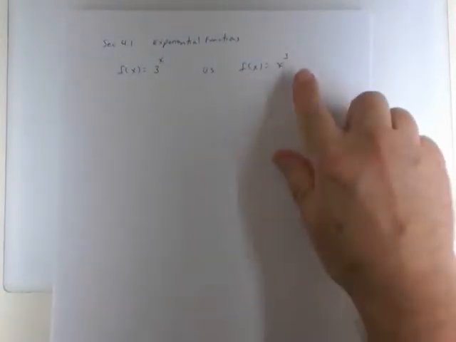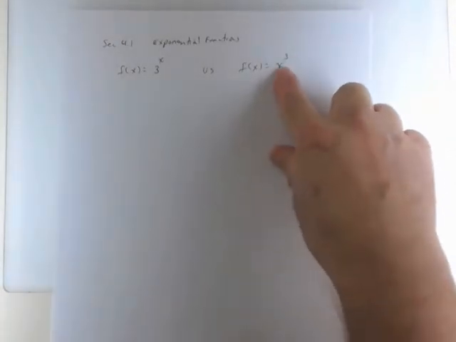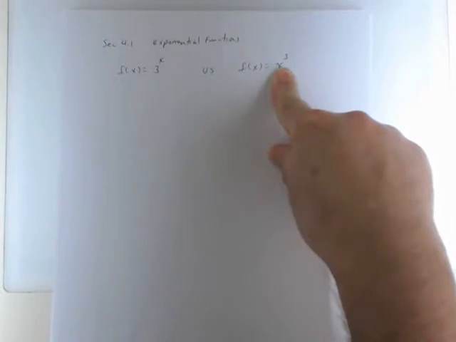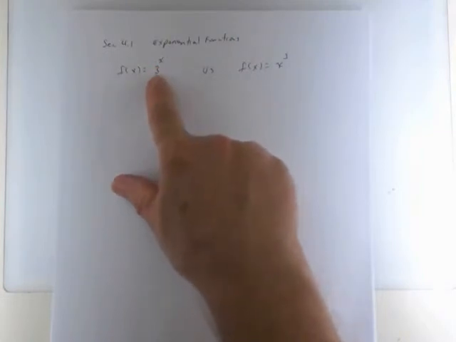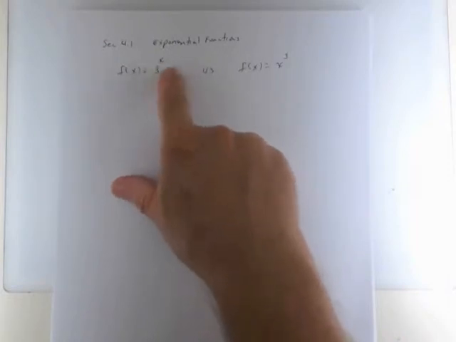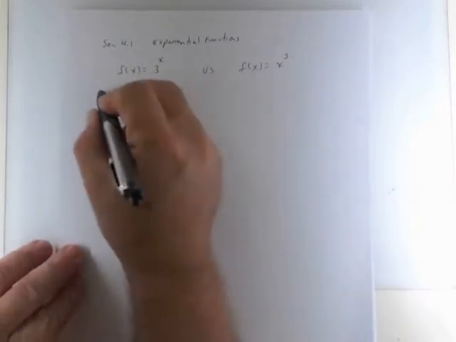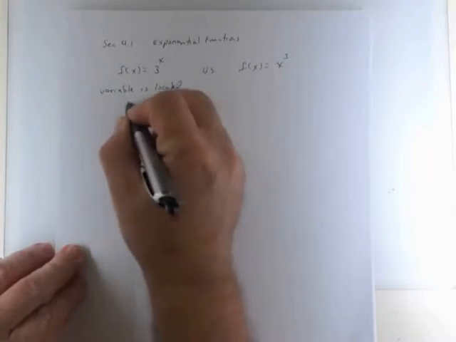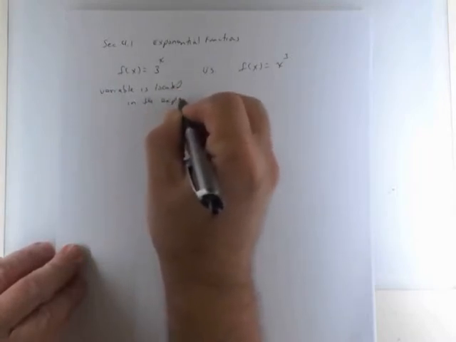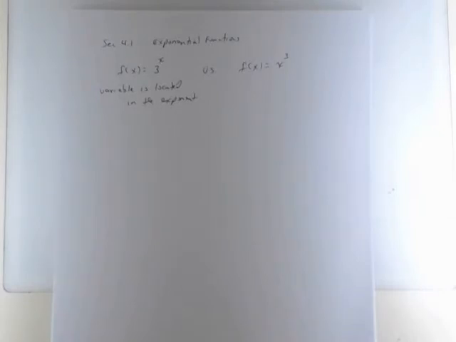So here, what was the exponent? 3. Your base was what? x. Okay? Here, what is your exponent? x, your base is 3. So whenever the variable is located in the exponent, this is called exponential. So an exponential function is where the variable is located where? In the exponent. Okay, so that's called an exponential function. The variable is located in the exponent.